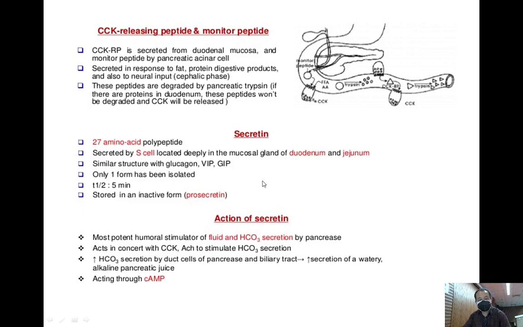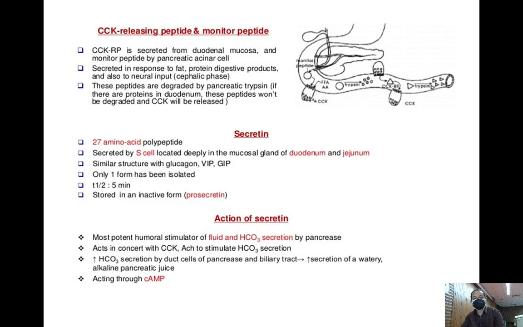It will be the acidity of the chyme that is reaching the duodenum. So the acid chyme is therefore the most important stimulant of the S cells in the duodenum and jejunum that results in secretion of secretin. Fine. So what is the action of secretin? As I've said, it is the most potent humoral, that means hormonal, stimulator of fluid and bicarbonate secretion by the pancreas and by the liver as well.